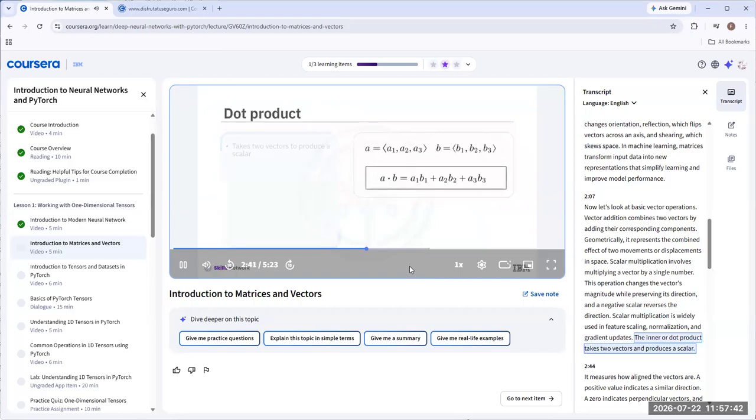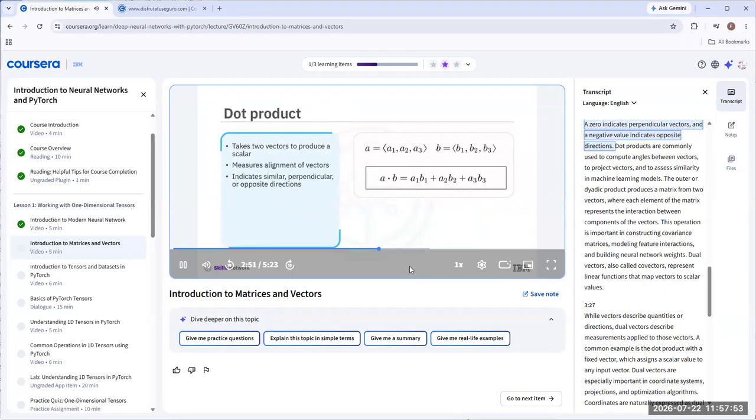The inner or dot product takes two vectors and produces a scalar. It measures how aligned the vectors are. A positive value indicates a similar direction. A 0 indicates perpendicular vectors, and a negative value indicates opposite directions. Dot products are commonly used to compute angles between vectors, to project vectors, and to assess similarity in machine learning models.